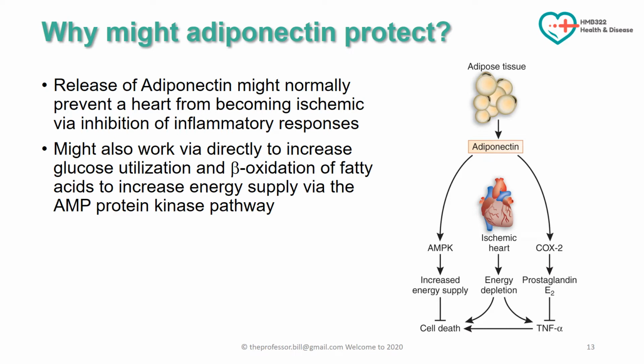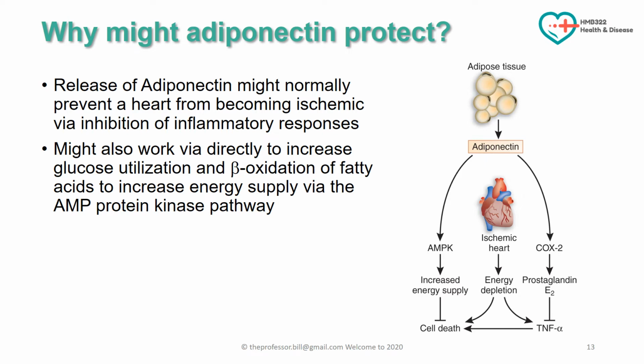adiponectin might stimulate the cardiomyocytes within the heart to increase the levels of AMP kinase, or AMPK. This increases the supply of energy that's available as long as adiponectin is around, and it prevents cell death from occurring. In addition to that, through the cyclooxygenase pathway, adiponectin will work to increase the levels of prostaglandin E2. So cyclooxygenase will cleave some of the fatty acids on the lipid membrane. And then this prostaglandin E2 will prevent the release of tumor necrosis factor alpha, which is a cytokine. And this will block this cell death.